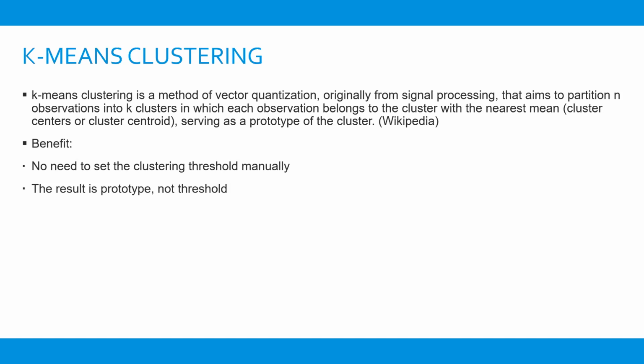And the second is that the result is a prototype. In our case, I think a prototype is more reasonable to represent the travel pattern for a category rather than just showing the threshold itself.